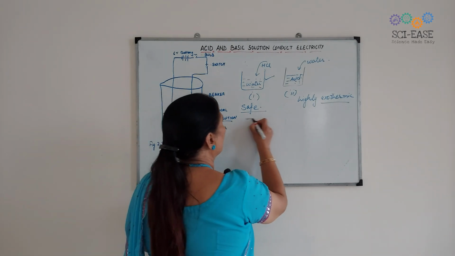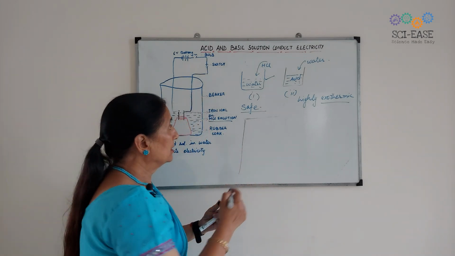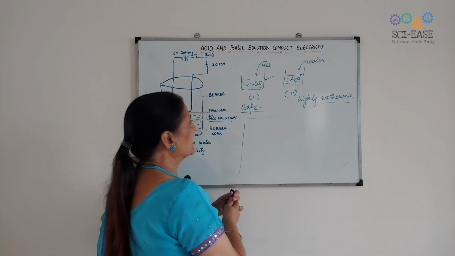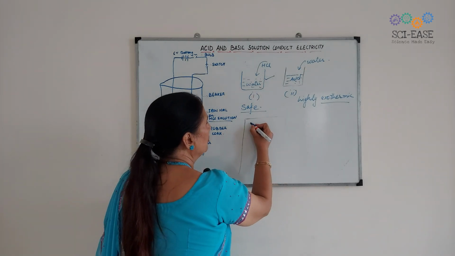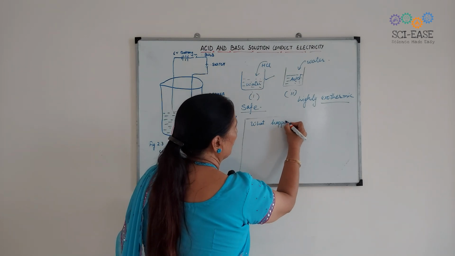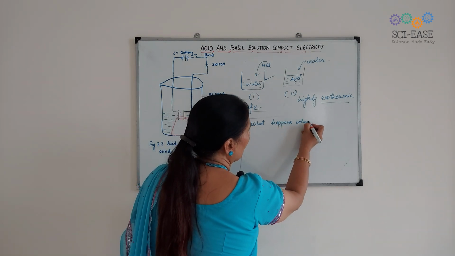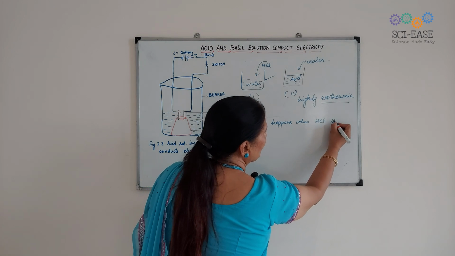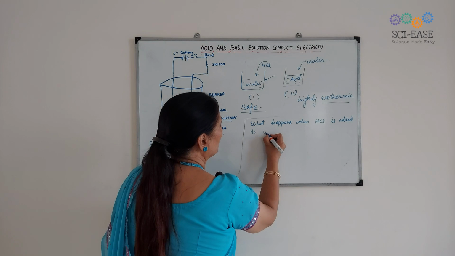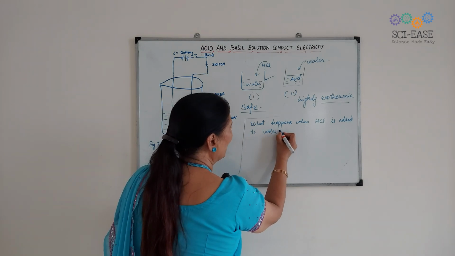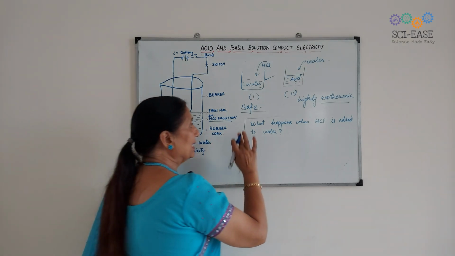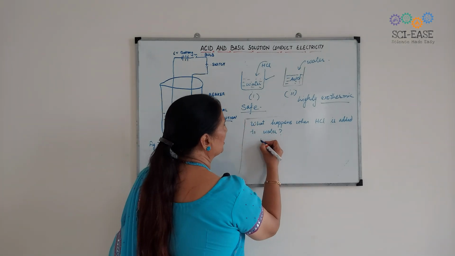One question that can be asked is, what happens when HCl is added to water? So here you are to explain it in one line. Okay? And then you are to write the chemical equation also.